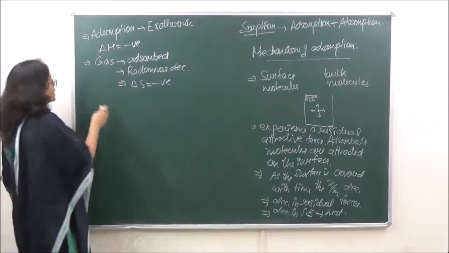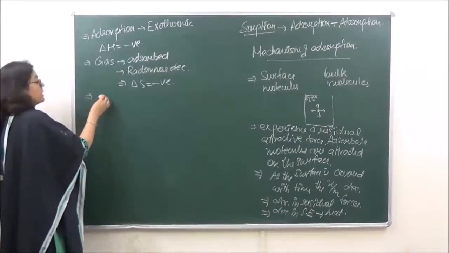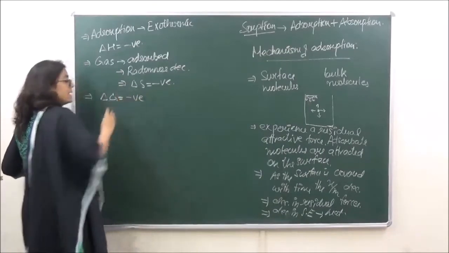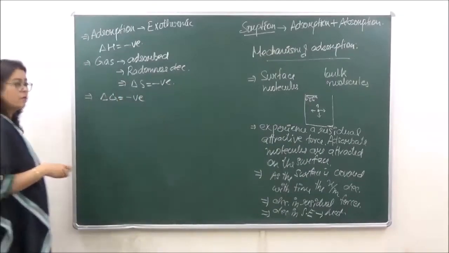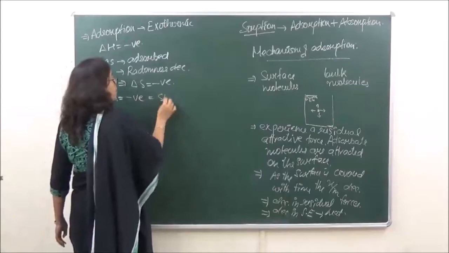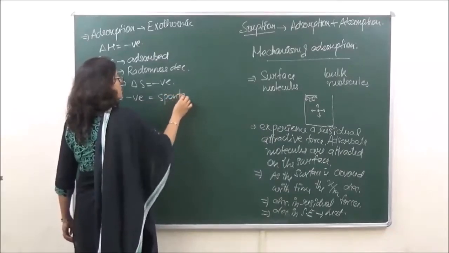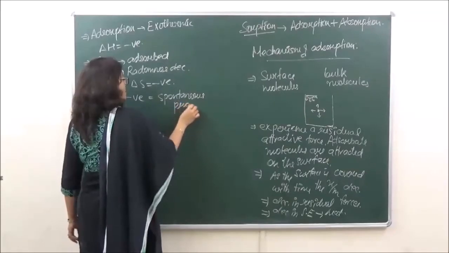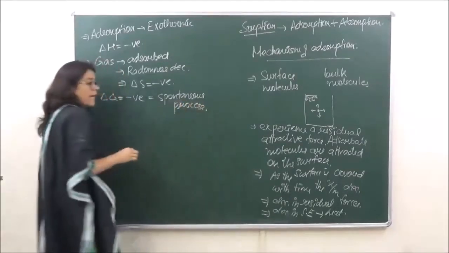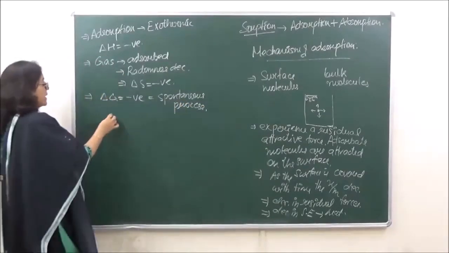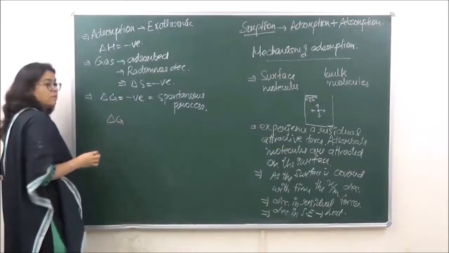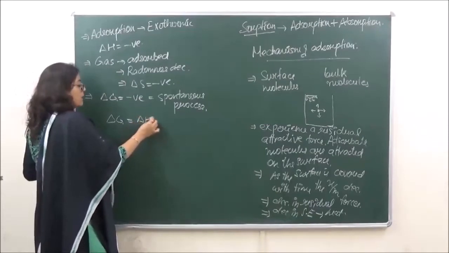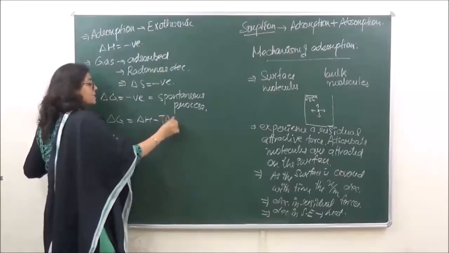Now, for any reaction to take place, we know that according to thermodynamics, delta G should be negative for any spontaneous process. And delta G is expressed on the basis of the Gibbs-Helmholtz equation, which is given by delta G is equal to delta H minus T delta S.